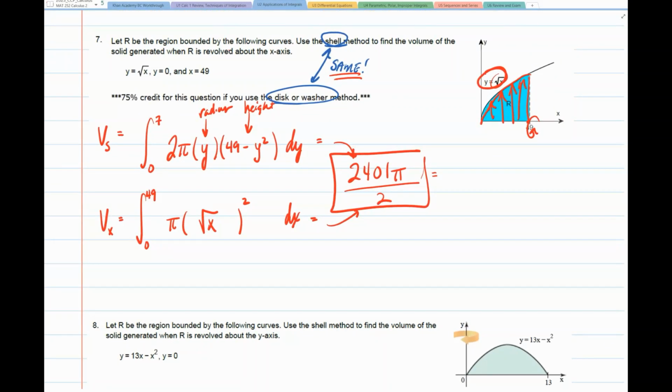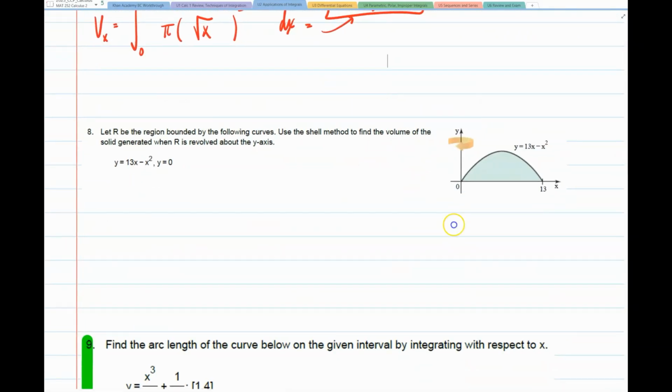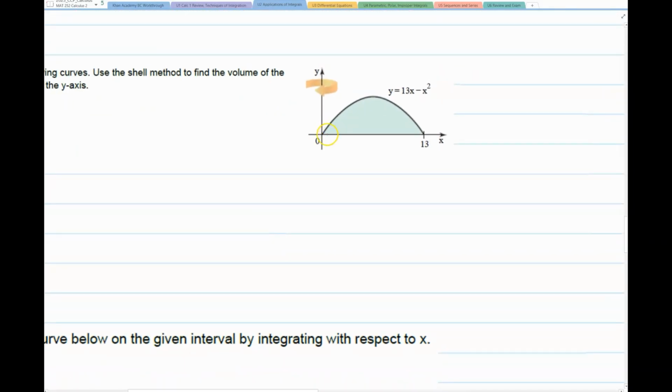Now, one of the reasons why we like using the shell method is in a scenario like this, we're being asked to find the volume associated with this function when revolved around the y-axis. And at first glance, you might be thinking, well, the washer method should be able to handle this. We just need the outer radius to subtract the inner radius. And to a point, I would agree. However, we only have one function that's describing this curve, and we would end up having to use that function to represent the outer radius and the inner radius, and that makes things a fair bit more complicated.